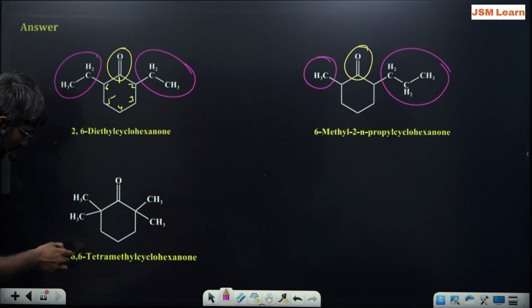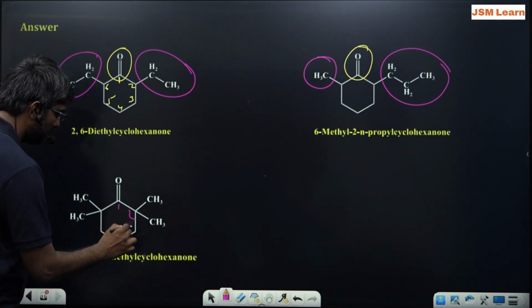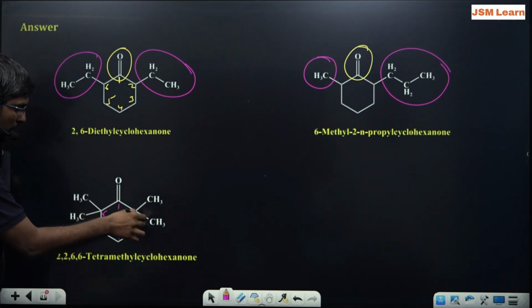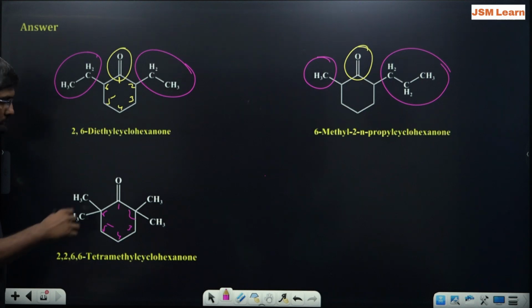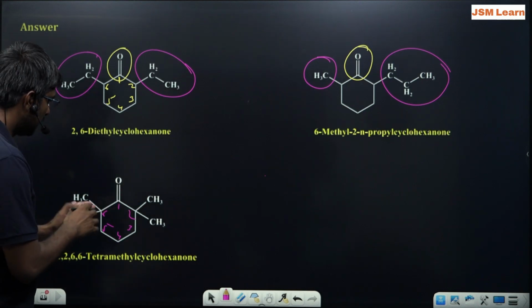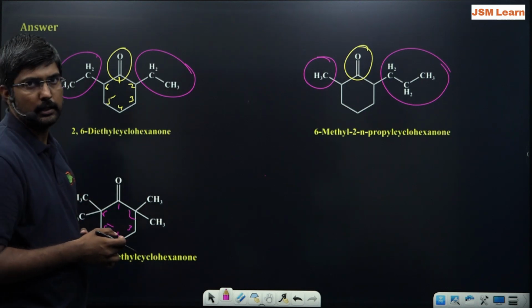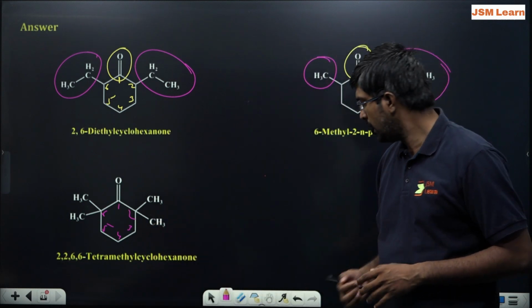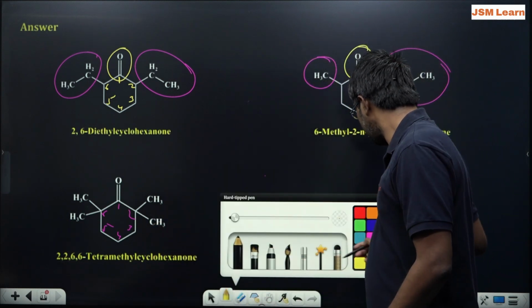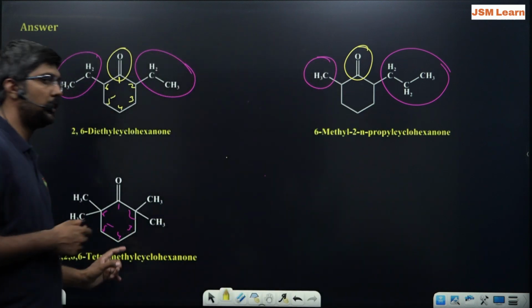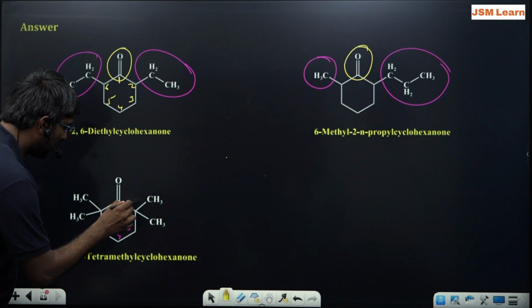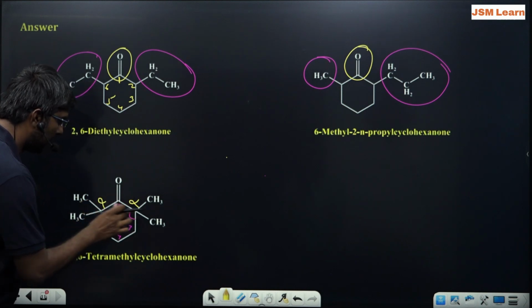Let us see the molecule given in the statement 2. So 2,2,6,6 tetramethyl cyclohexanone. So 1, 2, 3, 4, 5, 6. See 2, 2, 6, 6. Total 4 methyl groups. So in the statement it is given that this molecule exhibits keto-enol tautomerism. To exhibit keto-enol tautomerism, the molecule must have minimum one alpha hydrogen. So this is the alpha position, right? These are the alpha carbons.